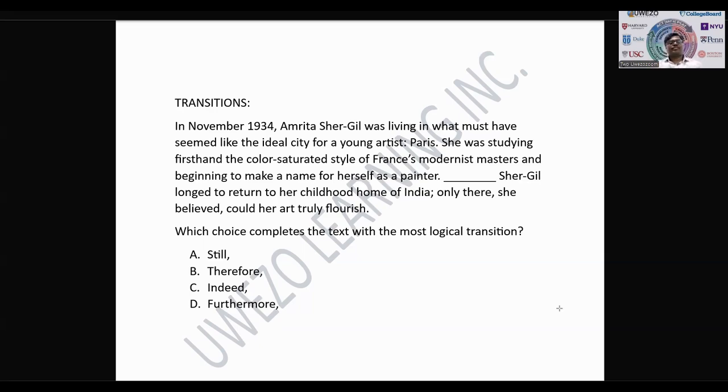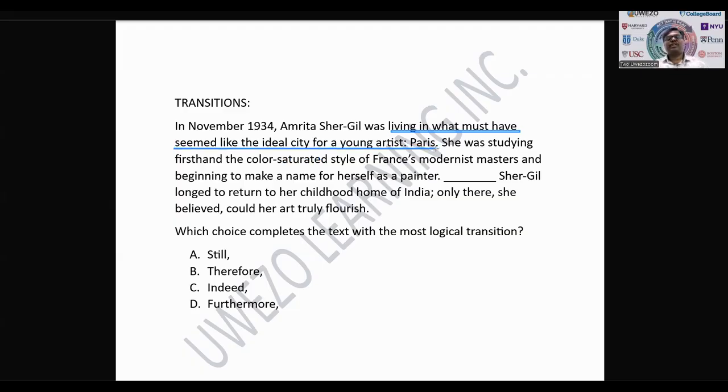The question says, which choice completes the text with the most logical transition? The text says, in November 1934, Amrita Shergil was living in what must have seemed like the ideal city for a young artist, Paris. She was studying firsthand the color saturated styles of France's modernist masters and beginning to make a name for herself as a painter. So, information till now, what we have is that this lady, Amrita Shergil, was living in what must have seemed like an ideal city for a young artist.